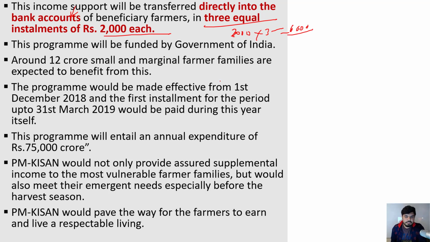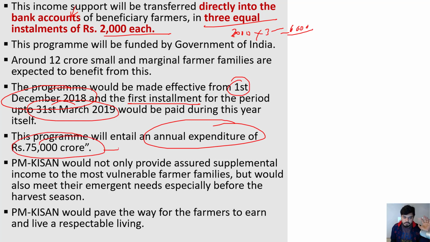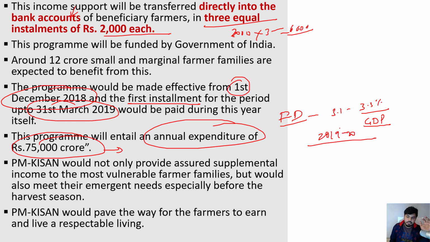It is going to start from 1st of December 2018 this time, and this season the Rabi crop is going on. So the first installment of 2,000 rupees would be paid up to 31st of March 2019. This program is going to cost the government an annual expenditure of 75,000 crore rupees. It's a huge expenditure, and because of this the fiscal deficit is going to rise from 3.1 to 3.3 percent of GDP in 2019-20. They are saying that this would have been 3.1 only, but because of this income support scheme it is going to be 3.3% of GDP, and the target of 3% we are going to achieve by the 2020-21 budget year.